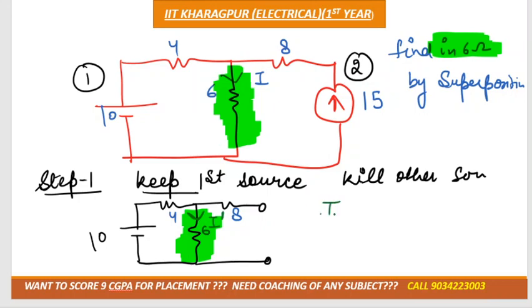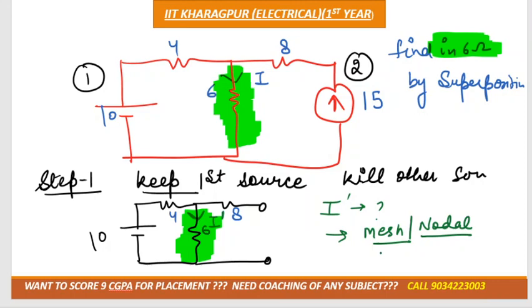Got it? Now for the calculation of I dash, that depends on you. If you want to use mesh analysis, you can use mesh analysis. If you want to use nodal analysis, you can use nodal analysis. That totally depends on you. But I will suggest if you are doing the superposition theorem, then nodal would be perfect for you. Why? Because here we need to calculate the current in the branch, and in the nodal method also we calculate current in the branch, right? Remember in mesh, we were calculating current in the loop.